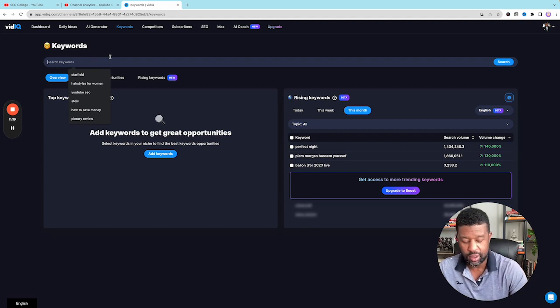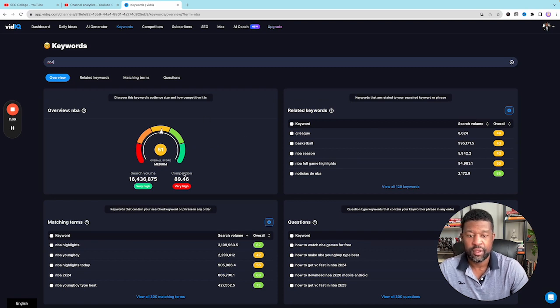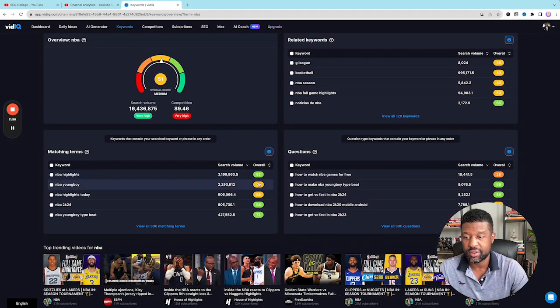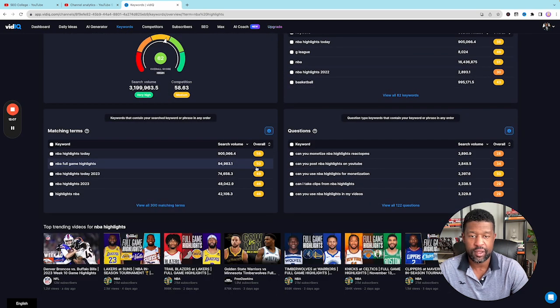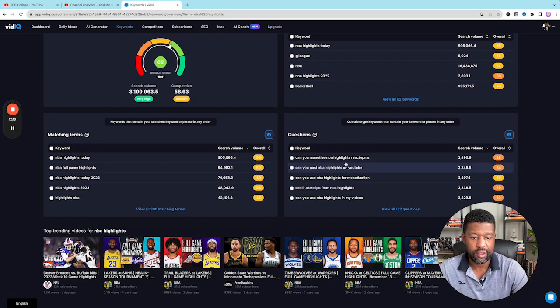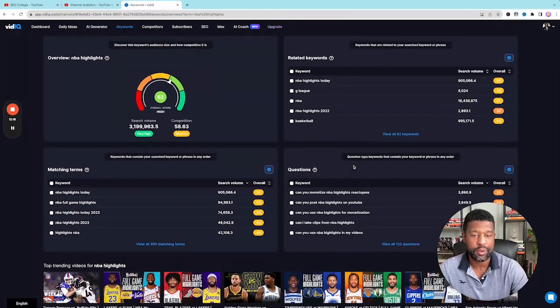Let's say you're looking for specific keywords. You could type in NBA and it'll give you a lot of different options for NBA. Here you can see the green means there are people ranking very high for these specific ones. NBA highlights is a highly searched one right here.